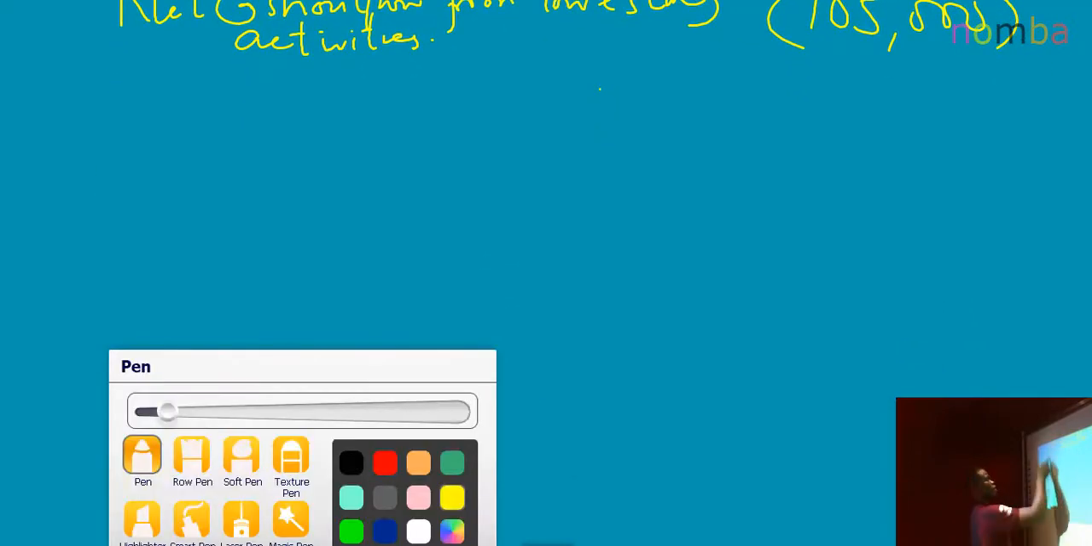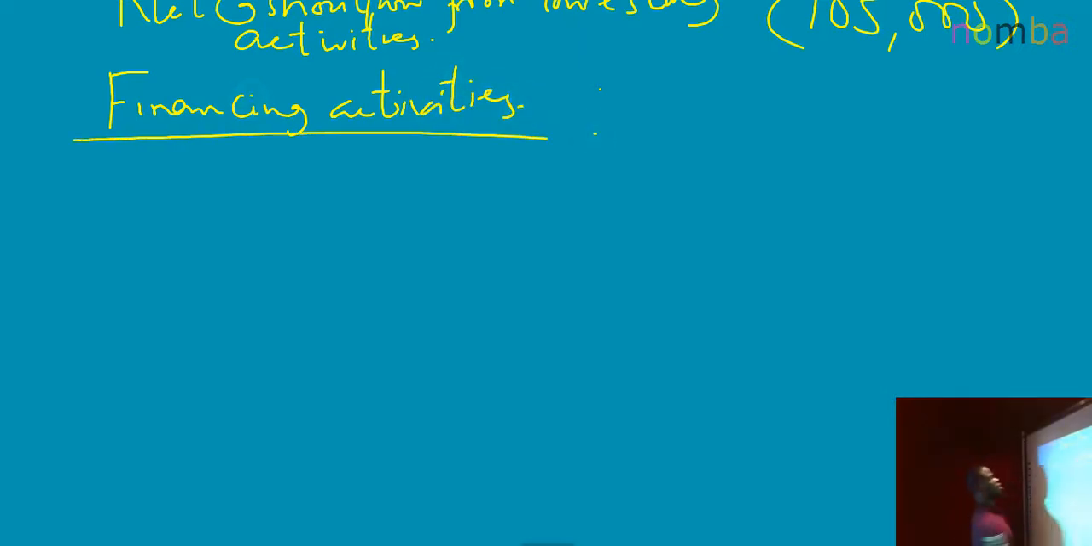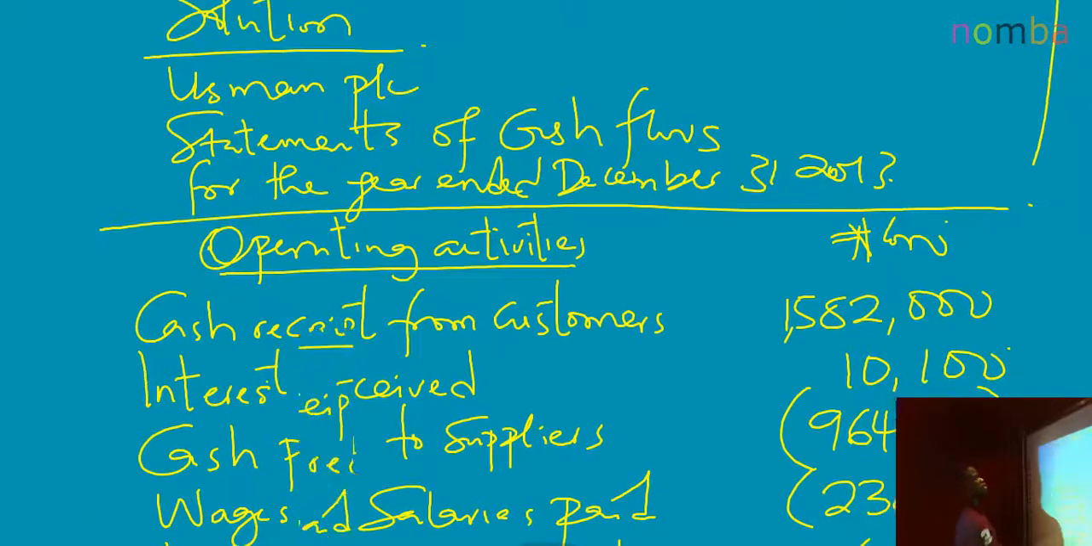After then, we'll have financing activities. And the financing activities are activities relating to the obtainment or the raising of finance, either equity or debt financing. And the activities that would show in the statement of cash flows, we are going to get from the statement of financial position under the equity and liabilities section.